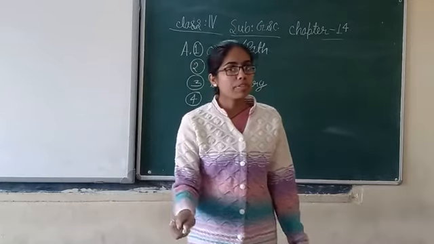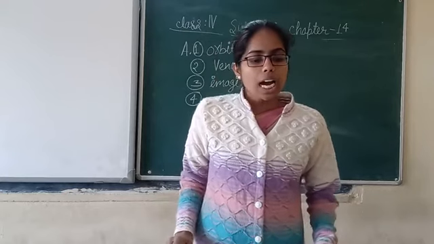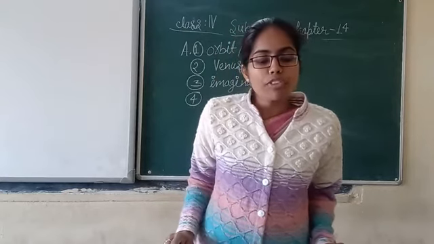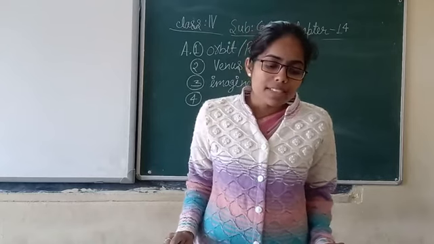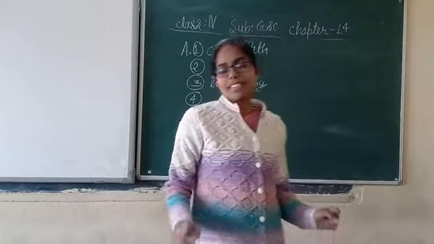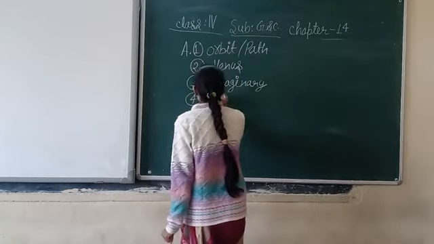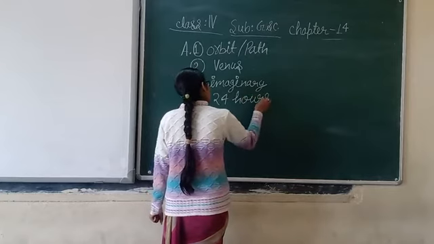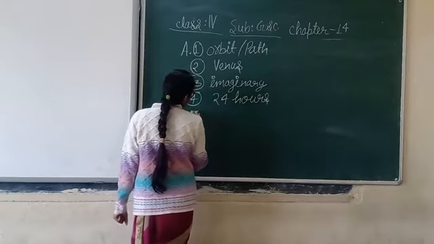Question number 4. The Earth completes dash about its axis in about dash. So the answer is 24 hours. It completes one rotation in 24 hours.